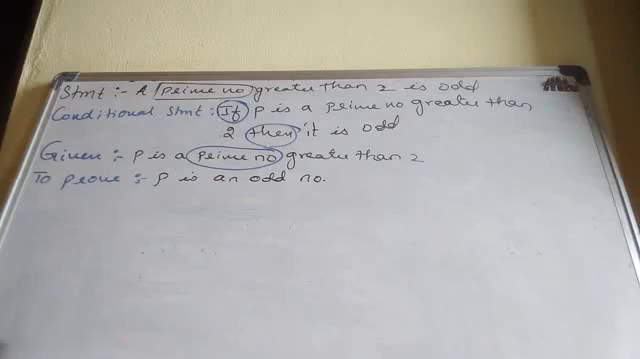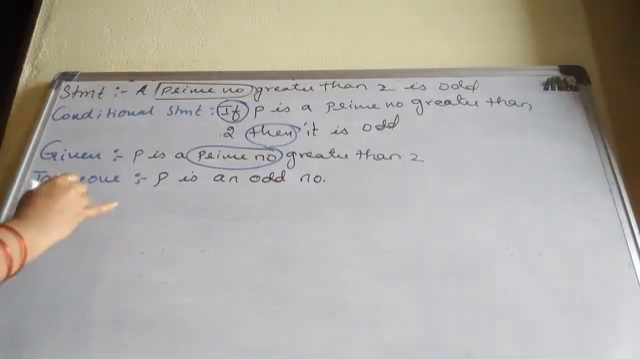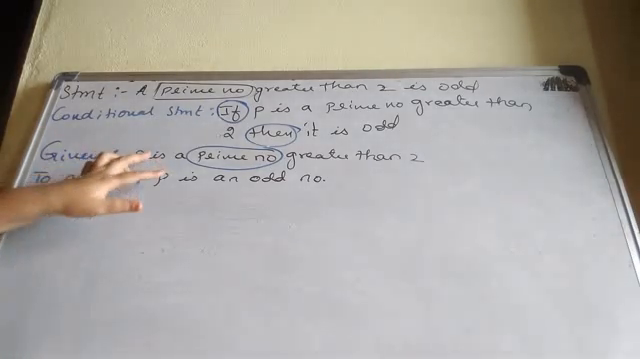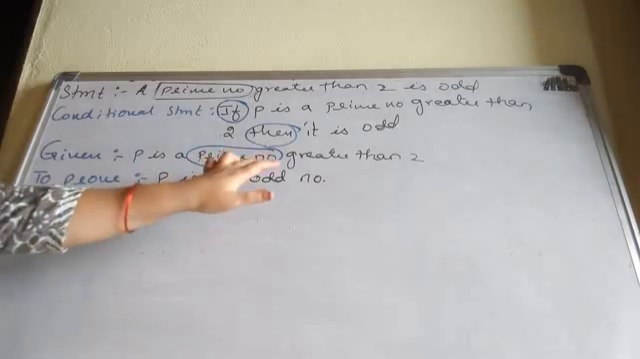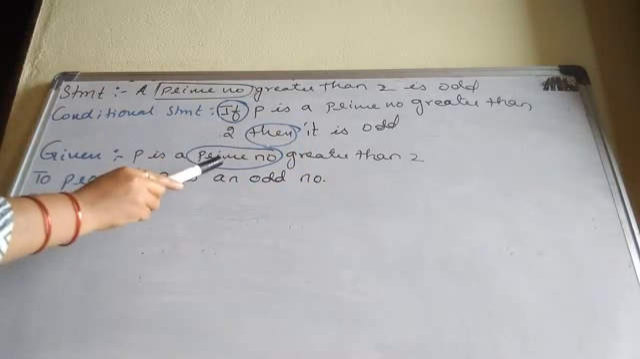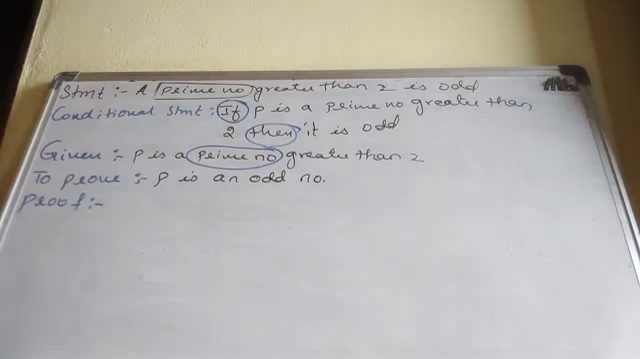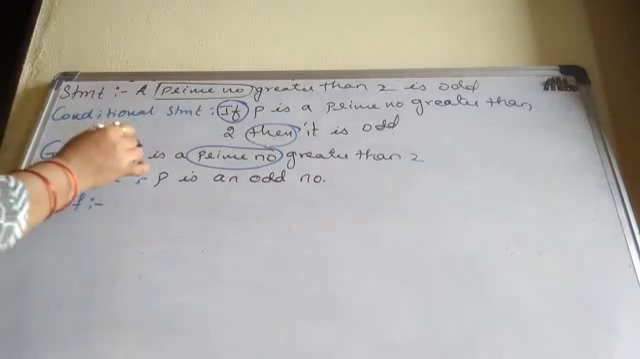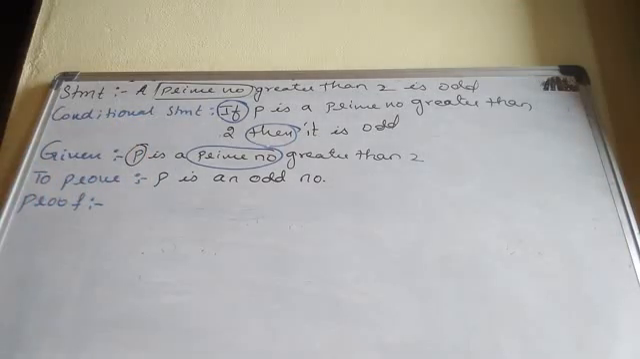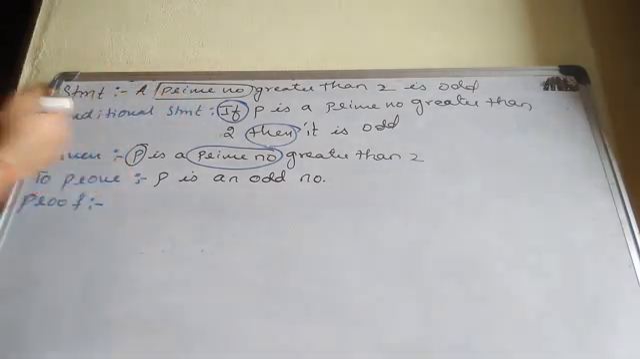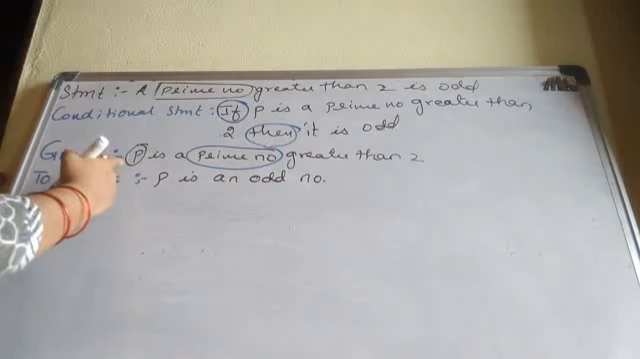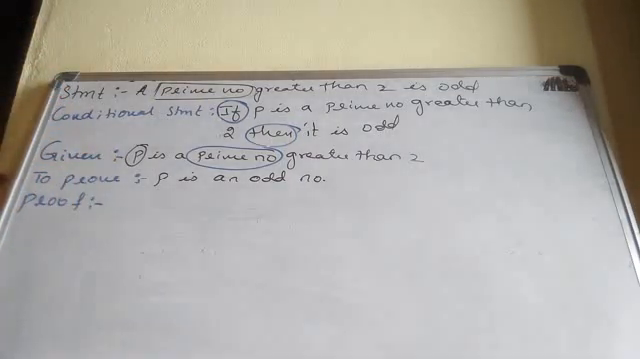Now coming to the proof. How to prove? Now come to the given. Given what? P is a prime number greater than 2. You know the definition of the prime number. Prime number means it has only two factors, that is 1 and itself. Now here my number is P. So how many factors? Only 2, that is 1 and P. Okay?